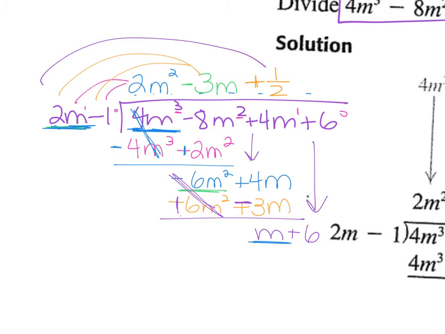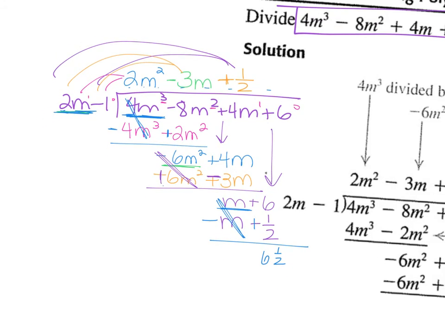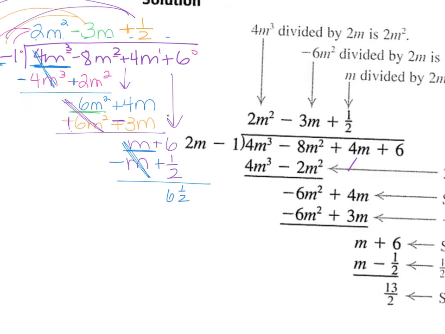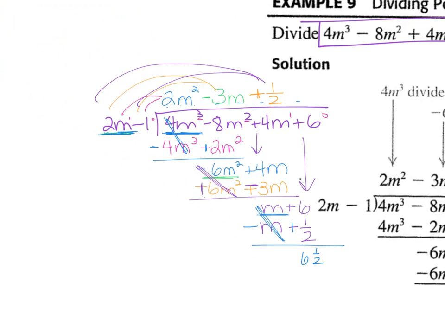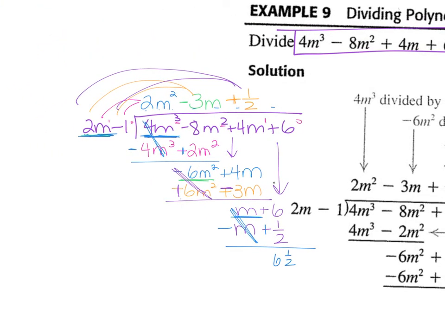Multiply that times each of the terms on the outside. So 1/2 times 2m is just m. 1/2 times a negative 1 is a negative 1/2. Change your signs. These cancel, and I end up with 6.5. So you can see that work is also over here on the other side. They've converted it into an improper fraction, but that number on the bottom, which you can keep as mixed or improper, is your remainder.